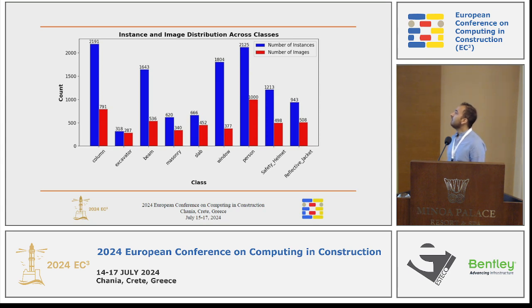In this graph, we have the instance and image distribution across classes for the custom object detection dataset. As we can see, some classes, like column, beam, and window, have a higher number of instances, but also a higher ratio of the number of instances to the number of images, in contrast with some other classes like excavator, where a much greater quantity can be observed. And this phenomenon is to some extent expected for the specific classes.